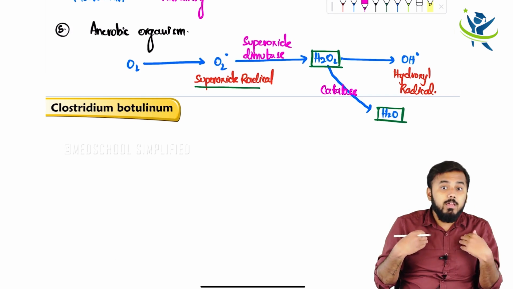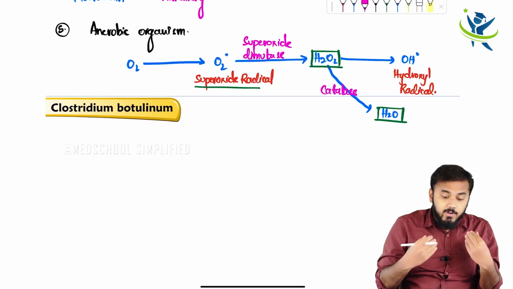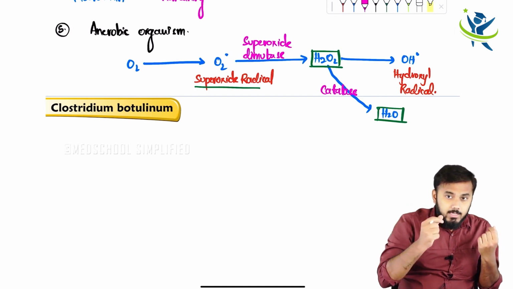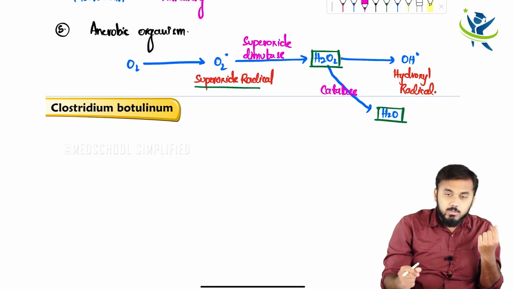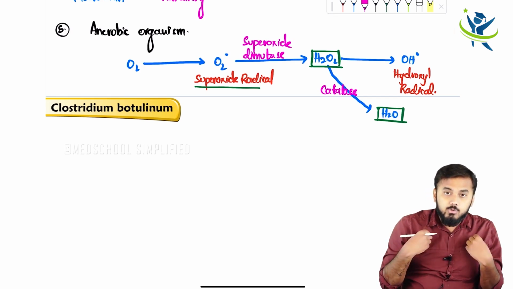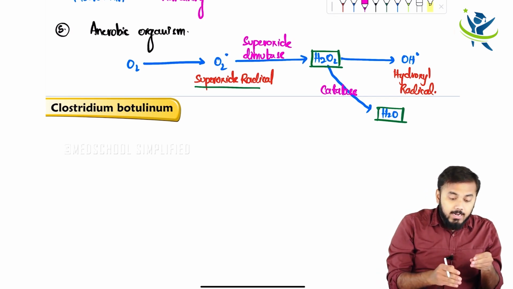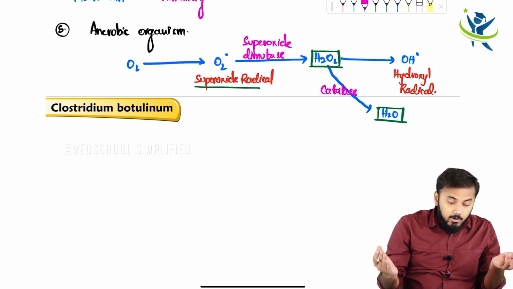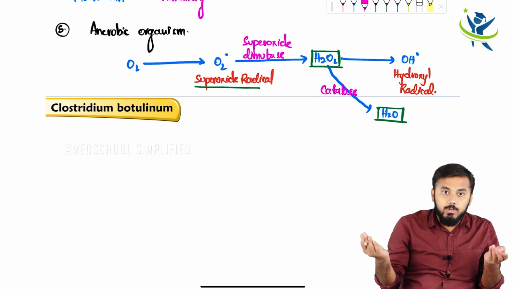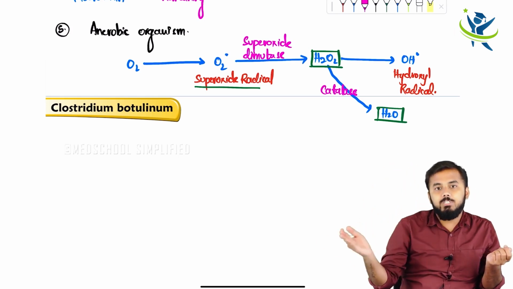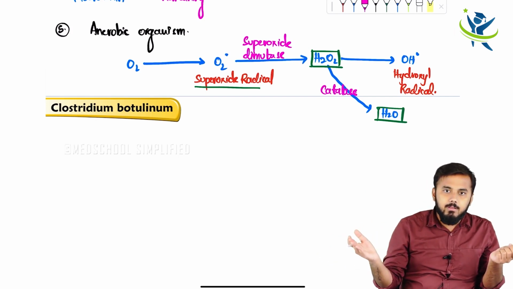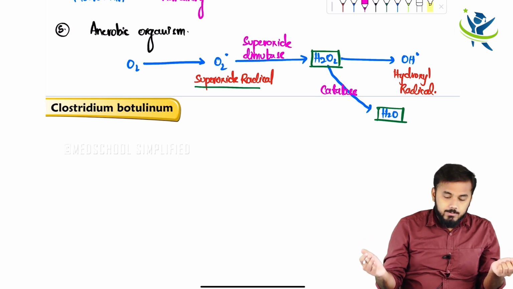If I don't have superoxide dismutase or catalase in my body, and you provide oxygen to me, that oxygen will be converted to superoxide radical. As I don't have superoxide dismutase, the superoxide radical cannot be converted to H2O2. So the level of superoxide radicals builds up in my body, and these free radicals start damaging my RBC, my DNA, and my lipids. You understood this, right?